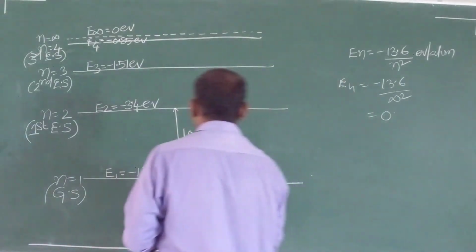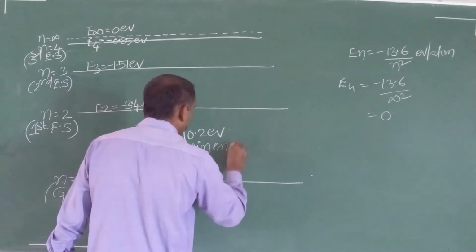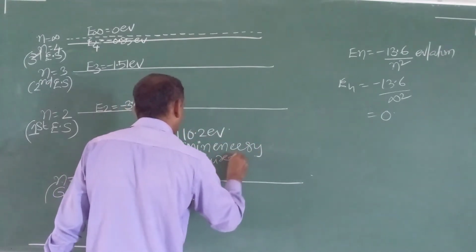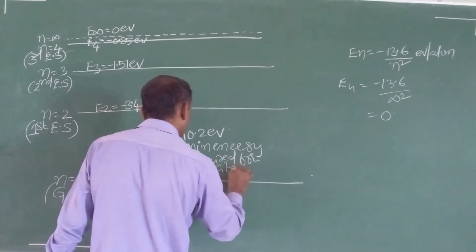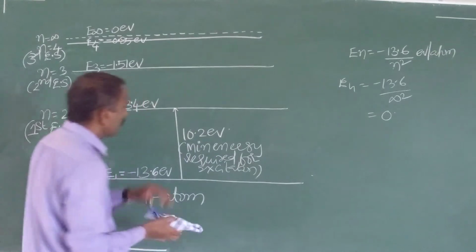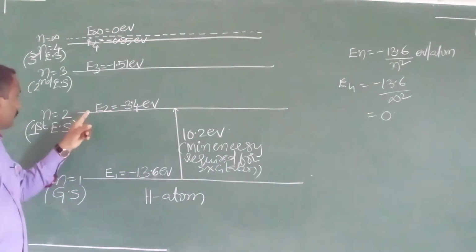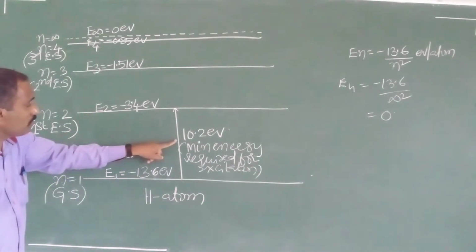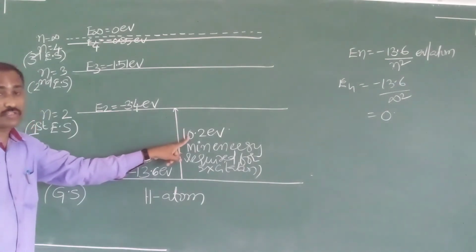So this is nothing but the minimum energy required for excitation. If you are supplying more than this energy, then the electron jumps to higher levels. So in order to jump into the second level, the first excited state, how much minimum energy should you supply? 10.2 electron volts. This value also you should remember.